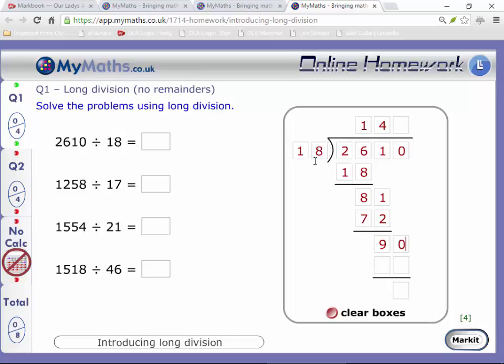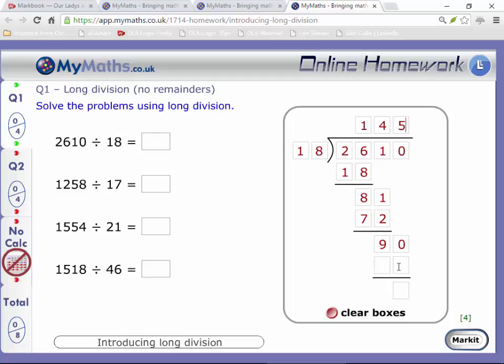Now again, 18 looks like 20, so 20 times 4 will give me 80. 20 times 5 would give me 100, so it's either 4 or 5. We've already worked out 4, it's 72. So let's try 5. 5 eights would be 40, carry 4, and 5 ones would be 5, plus 4 would be 9. It looks like 5 is the right answer.